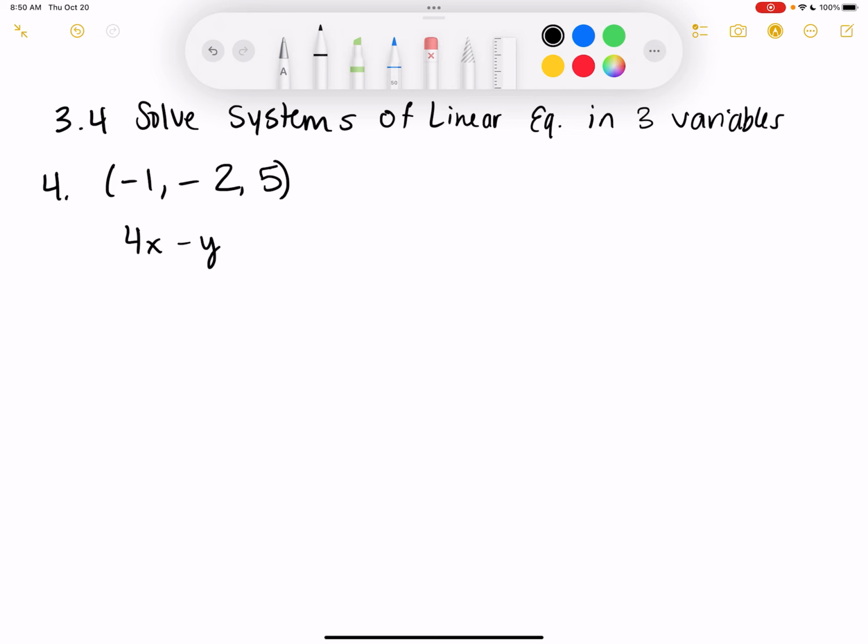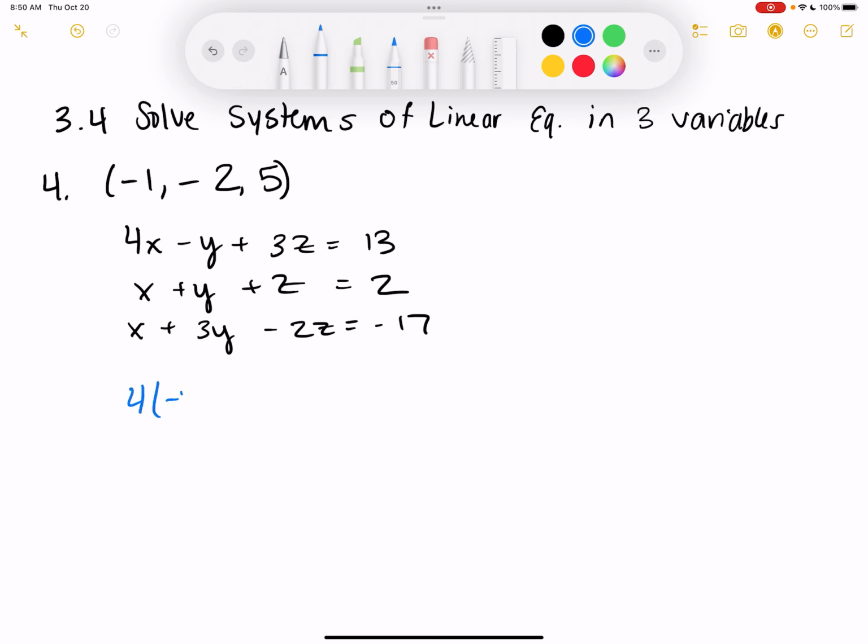4x minus y plus 3z equals 13. x plus y plus z equals 2. And x plus 3y minus 2z equals -17. So we're going to work our way down, plugging those numbers in and solving. The left side should equal the right side when you're done. So don't do anything to the right side, just work out the left side. I'm just going to go down in order.